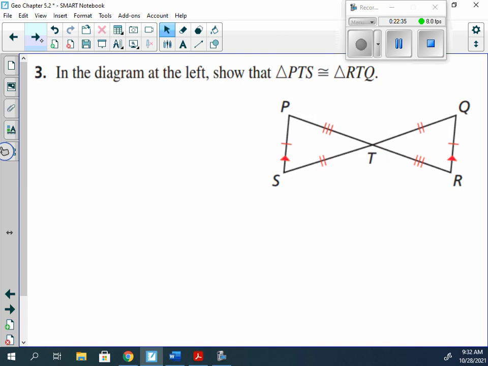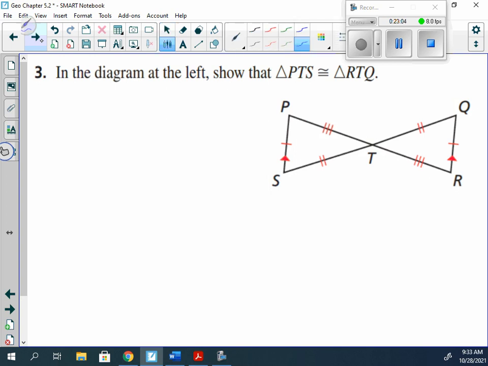In the diagram, we need to show that triangle PTS is congruent to triangle RTQ. If two triangles are congruent, then all of their parts are congruent as well. We need to know all the sides and all the angles are congruent. Well, from this here, can we say that all the sides are congruent?